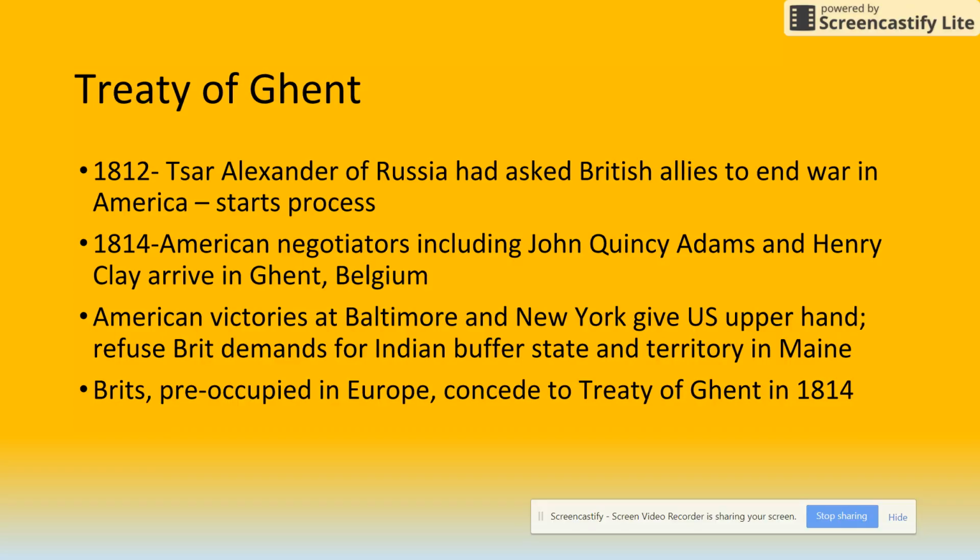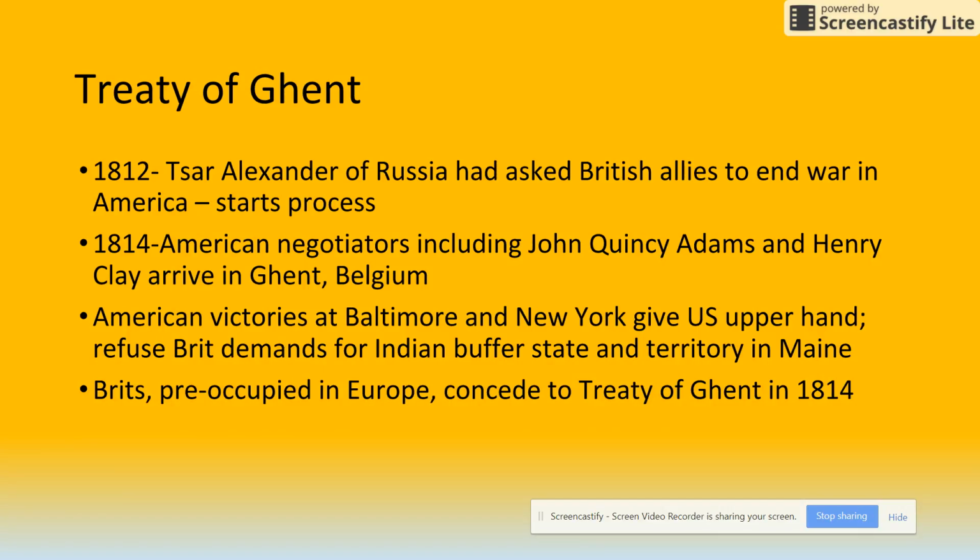In 1814, Americans send John Quincy Adams, who's the son of John Adams, and Henry Clay, who's one of these young Western warhawks, to Ghent. The victories that we won at Baltimore Harbor and New York had given us sort of an upper hand in terms of negotiations. The British asked for an Indian buffer state between us and Canada around the Great Lakes. They also asked for captured territory in Maine. But that being said, we refused to give in to any of those demands. And honestly, this treaty kind of stops the war exactly where it started.